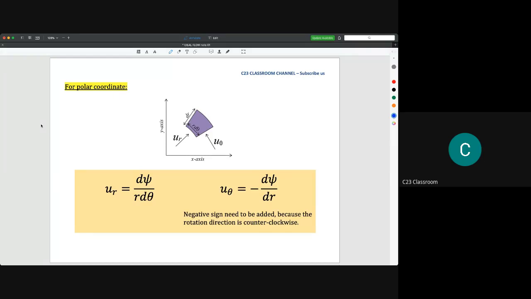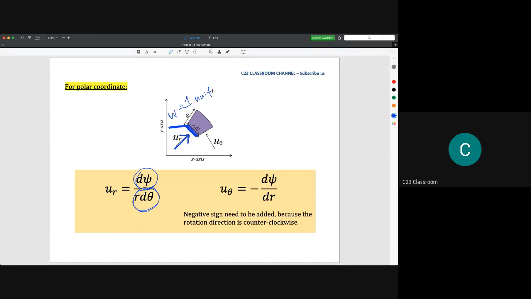I think the explanation here, you already know why we could write it like this, because this is ur. We get the value of ur by dividing the stream function by the cross-sectional area. The cross-sectional area here is an area which is perpendicular to the velocity. So this is the r d theta, and then we multiply with the thickness w, which is equivalent to 1 unit. So we have d psi over r d theta.